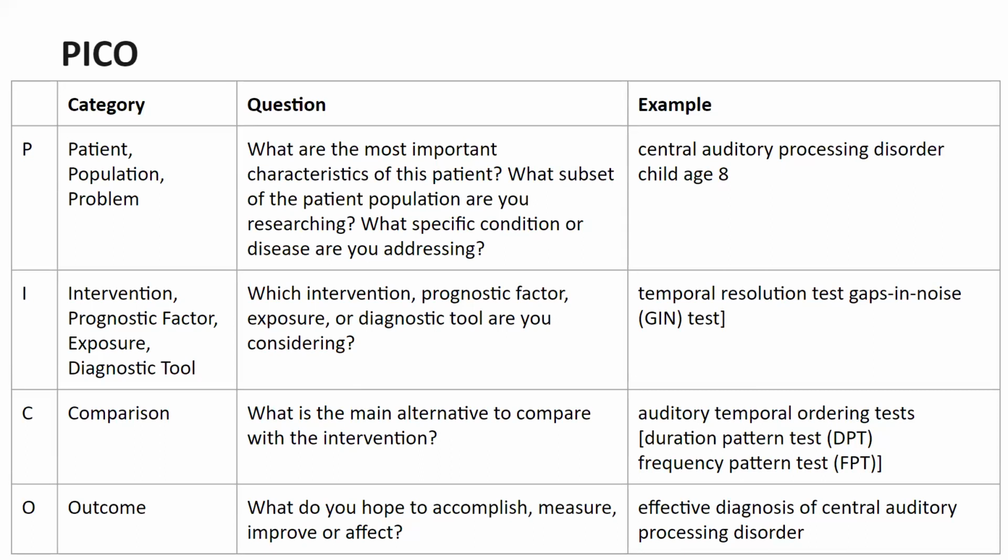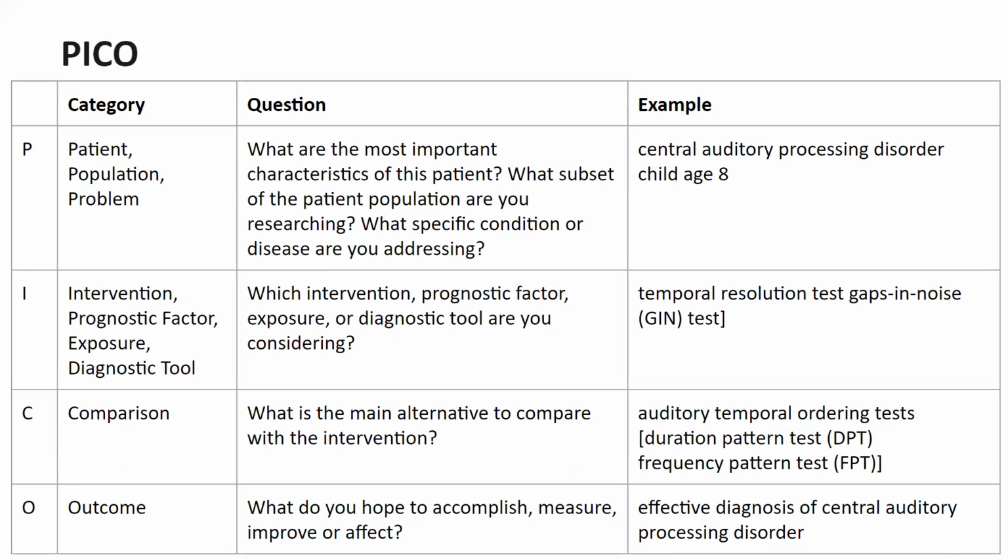Essentially, PICO asks you to break down your question into 4 parts. P stands for patient, population, or problem. This would include the relevant characteristics of your patient, including if there's a subset of the population you're researching. It would also include the specific condition or disease you're addressing. For our example, we'll look at central auditory processing disorder in children. Our patient is 8 years old, so we'll add age 8 here.